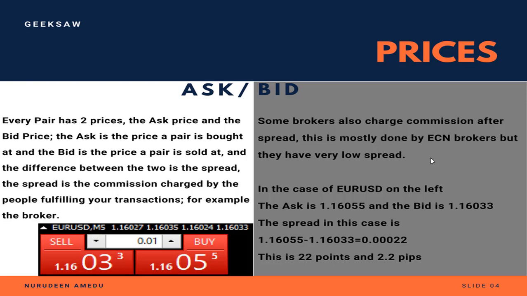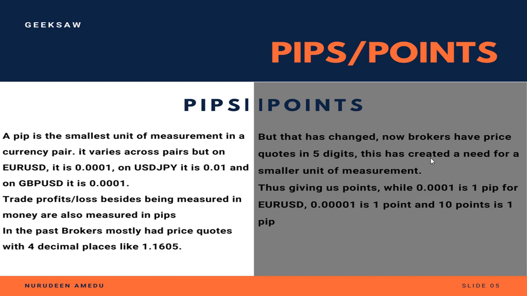Now, in the case of the Euro USD on the left, the ask is 1.16055 and the bid is 1.16033. The spread in this case is 2.2 pips, which is 22 points. The value of 2.2 pips can be $1, it can be $2. It depends on the size of the trade you're opening. We'll look at this much later, but just have that in mind.